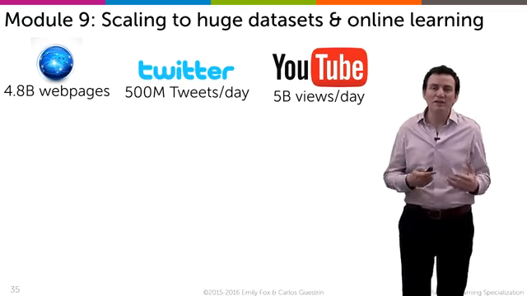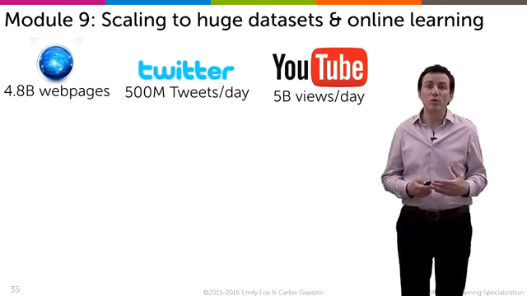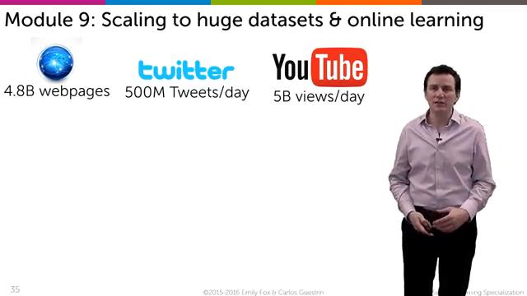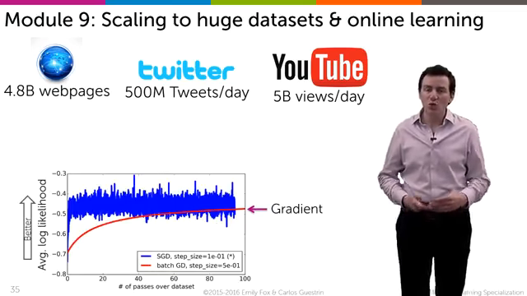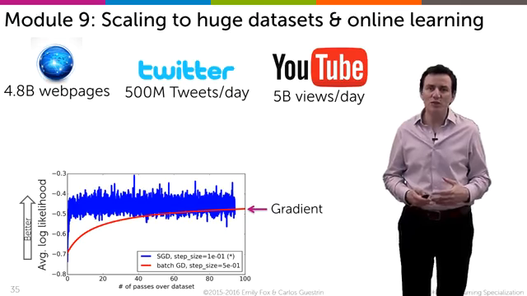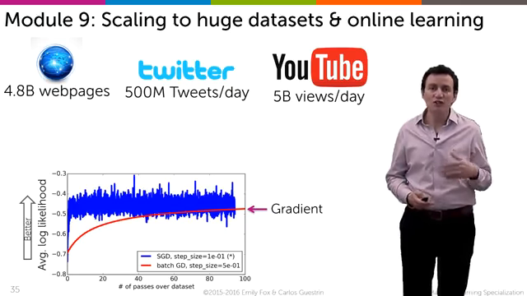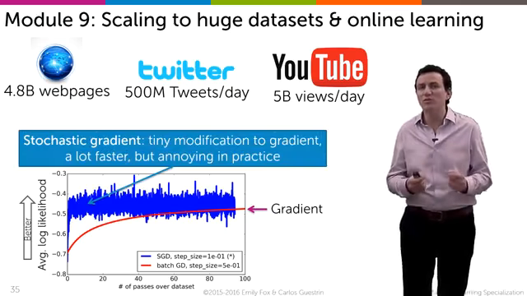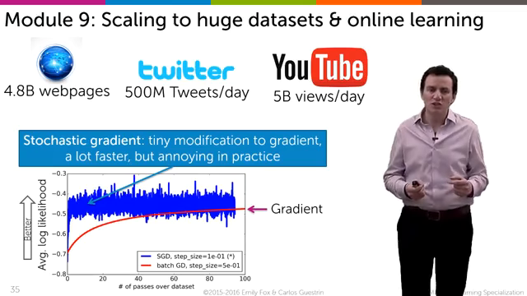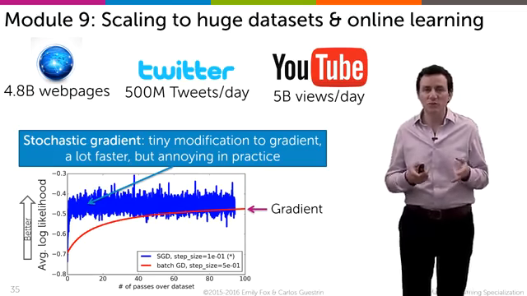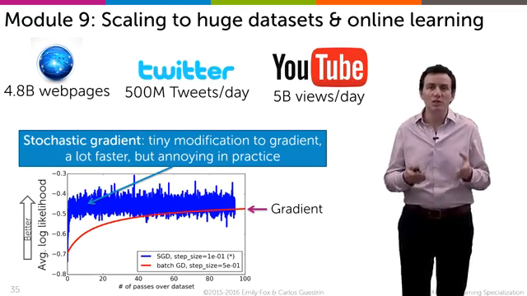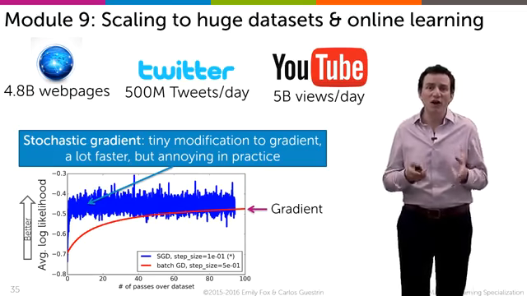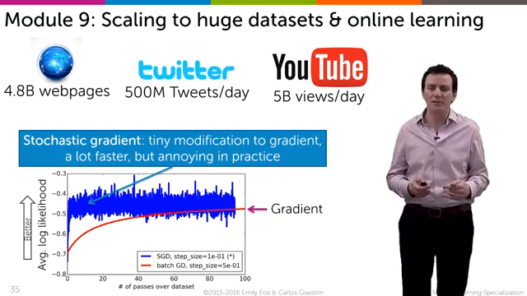And gradient type methods don't tend to scale very well when you have massive amounts of data. And so what we're going to show is a technique called stochastic gradient, which converges much faster than gradient to the solution. It's just a very small modification to gradient, which gives you amazing performance. So in this simple example from sentiment analysis, we see over 100 times faster performance on the same data set.